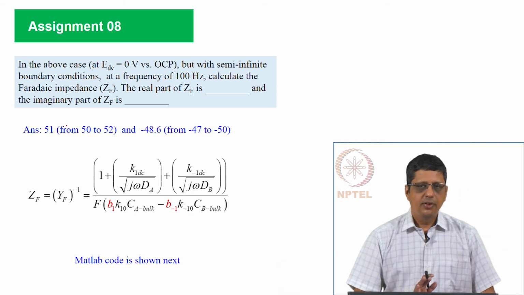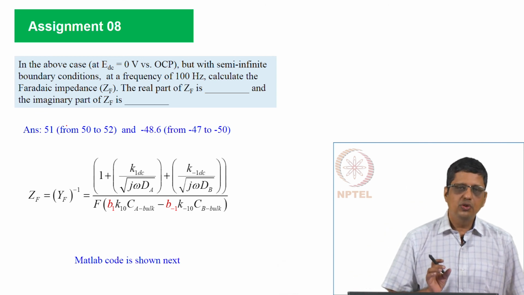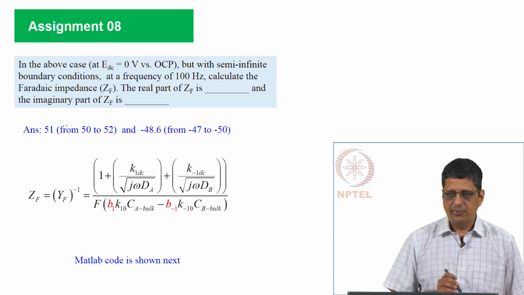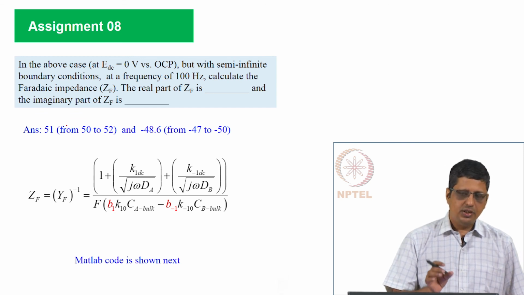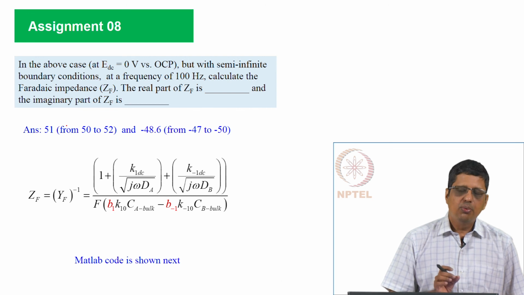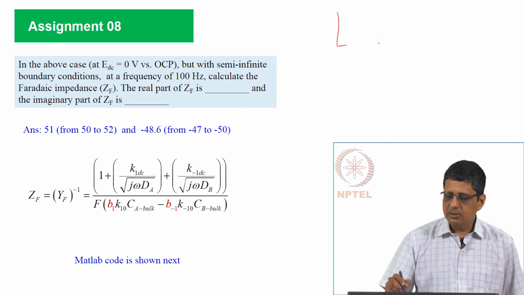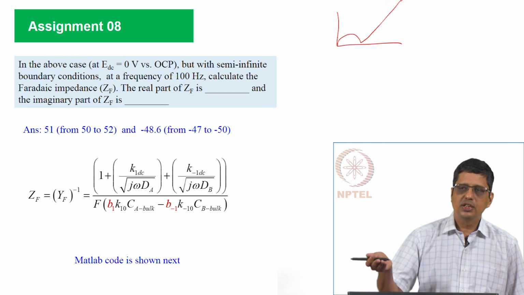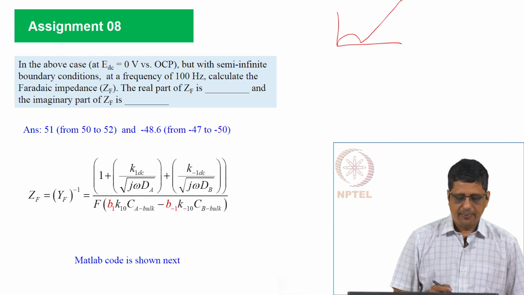Now, instead of finite boundary layer thickness, if we use semi infinite boundary layer thickness, what do we expect to see for the charge transfer resistance, and what do we expect to see for the polarization resistance? Charge transfer resistance, you can calculate it easily. Polarization resistance is going to be infinity, because the complex plane plot is going to go like this, and it is never going to reach the real axis. Another way of saying that is it is going to reach the real axis at infinity.